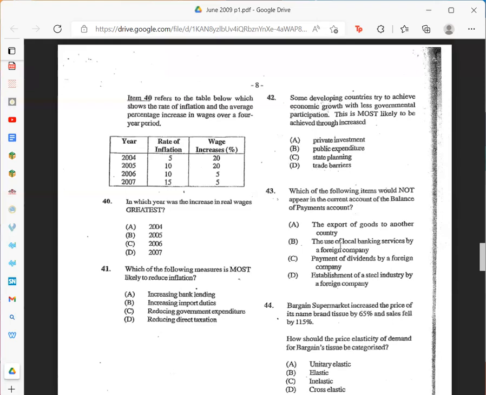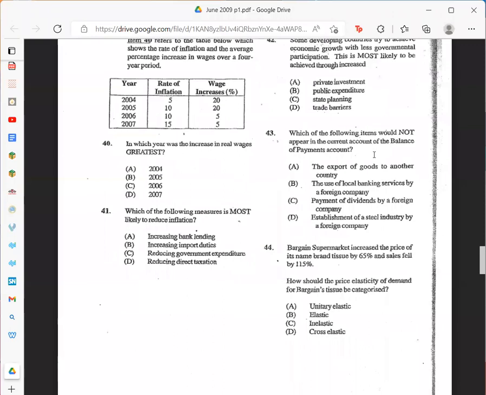For the three, sorry, 42. Yeah, increase in private investment, right? Increase in private investment is very much likely to cause economic growth without government intervention, right?